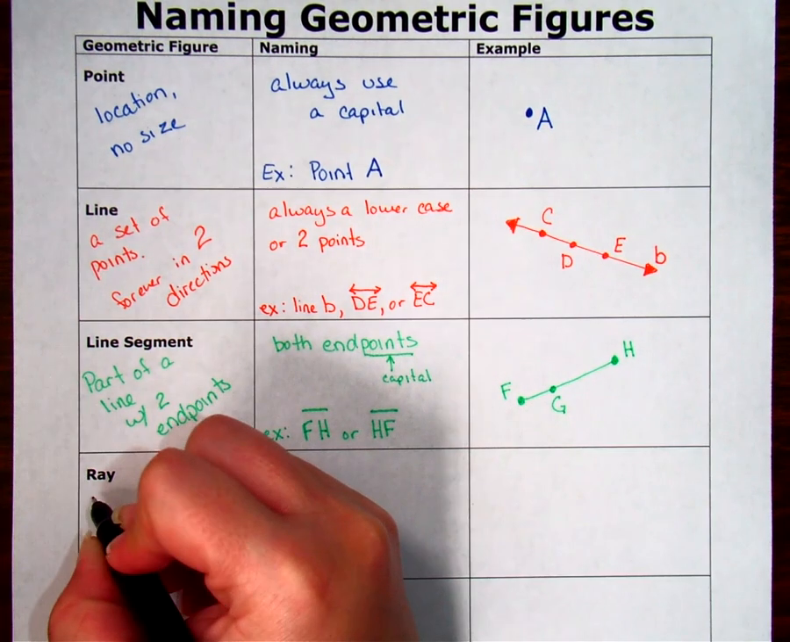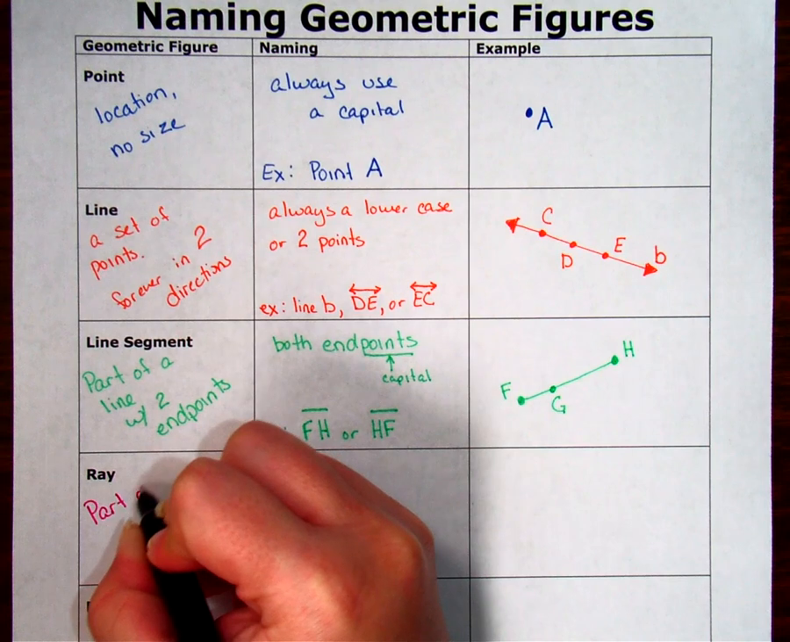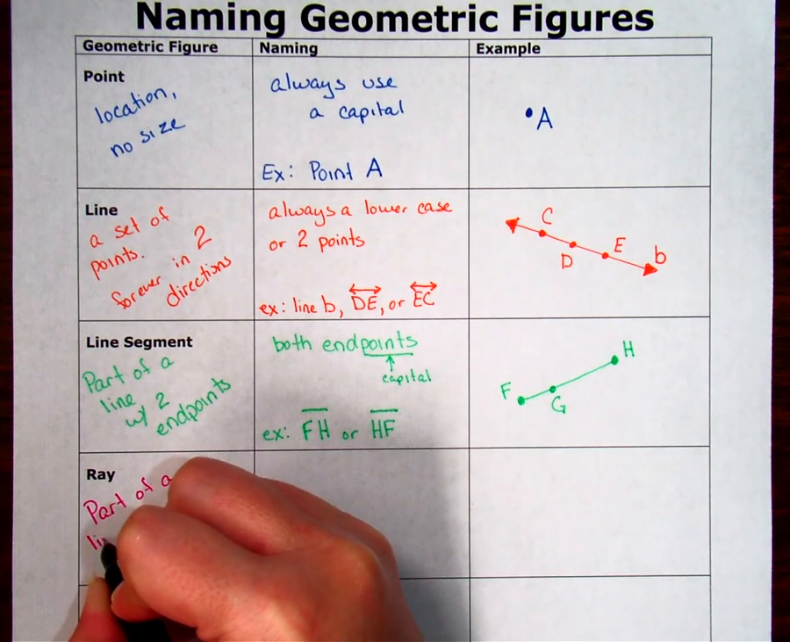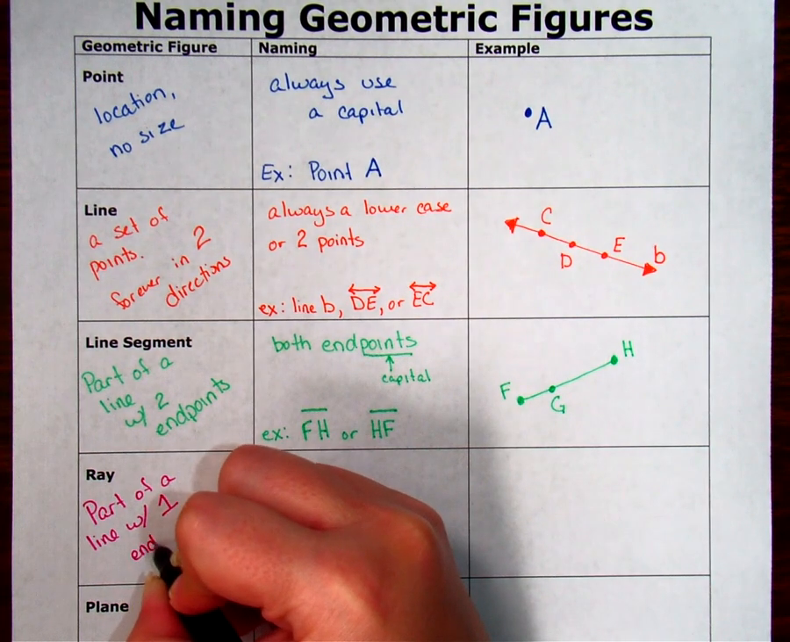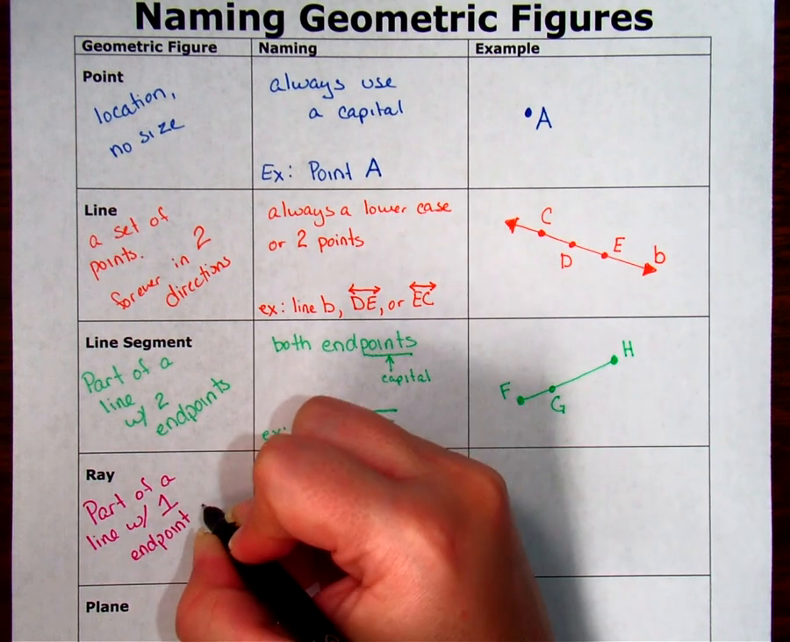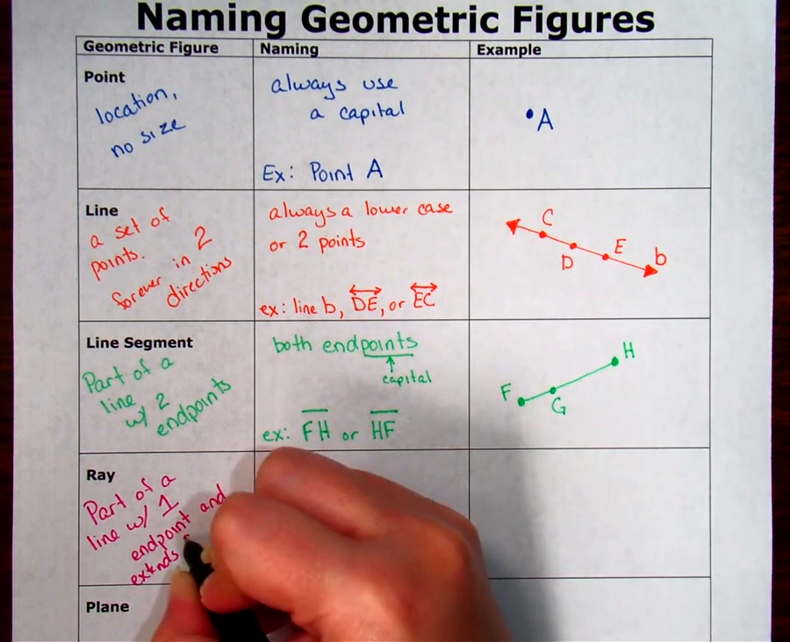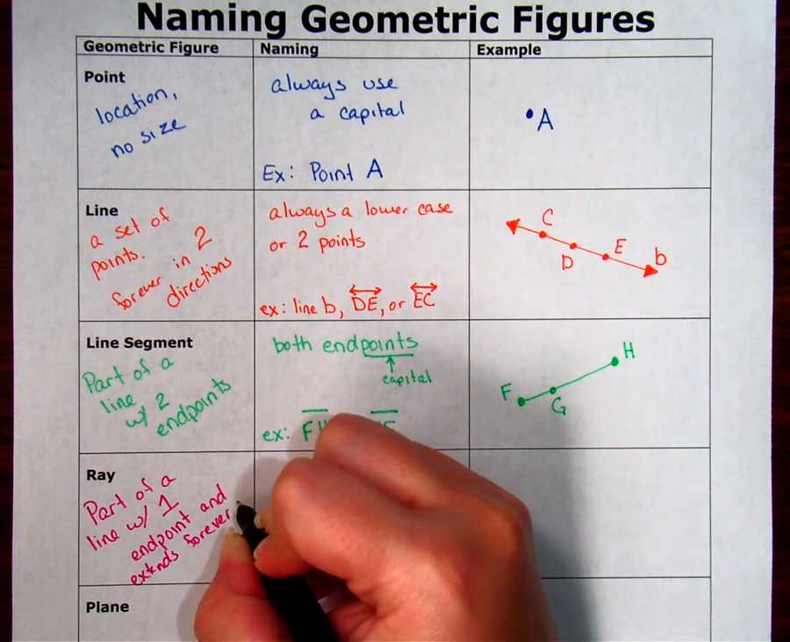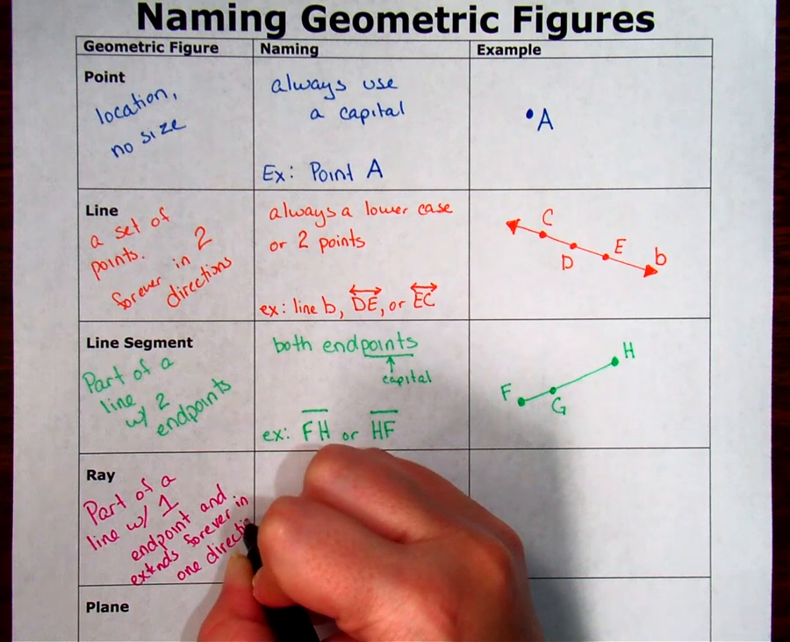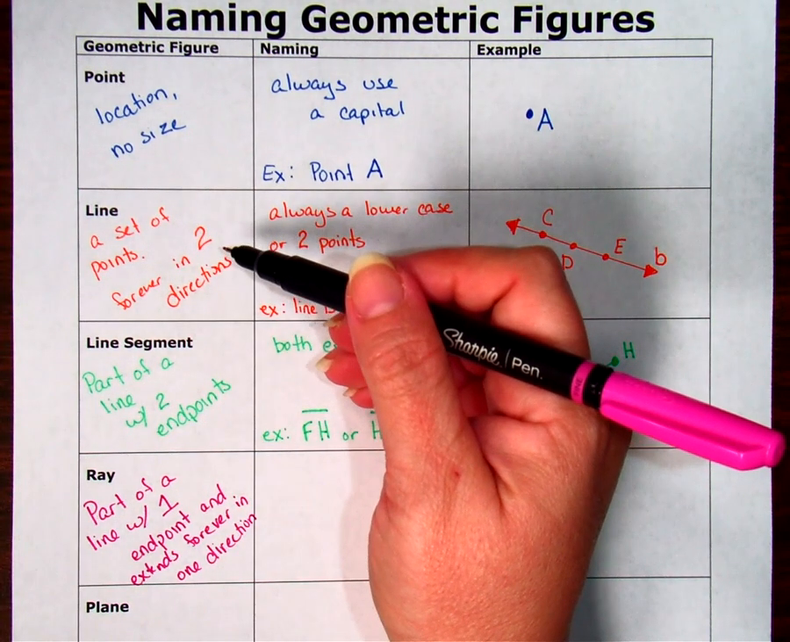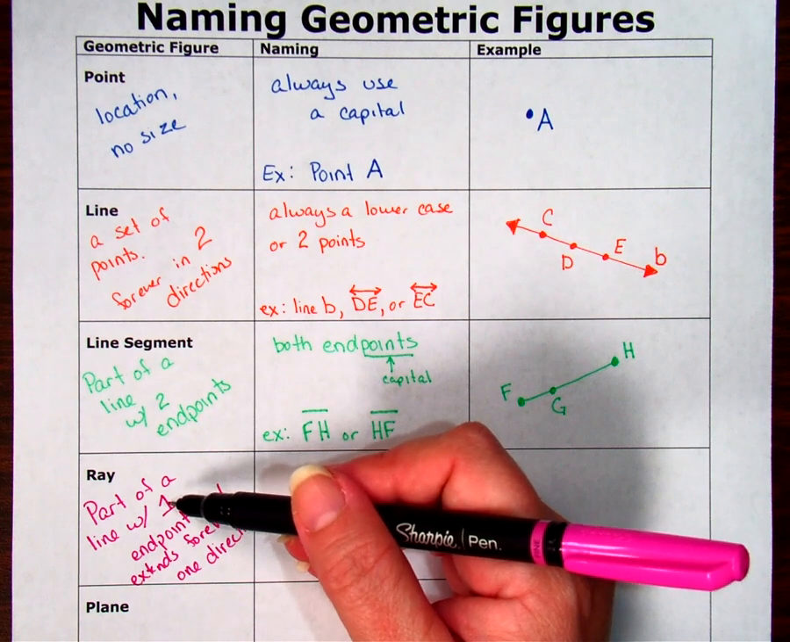A ray is also part of a line, with only one endpoint, and extends forever in one direction. So remember, my line goes forever in 2 directions. A ray goes forever in just one direction because it has an endpoint on one end.